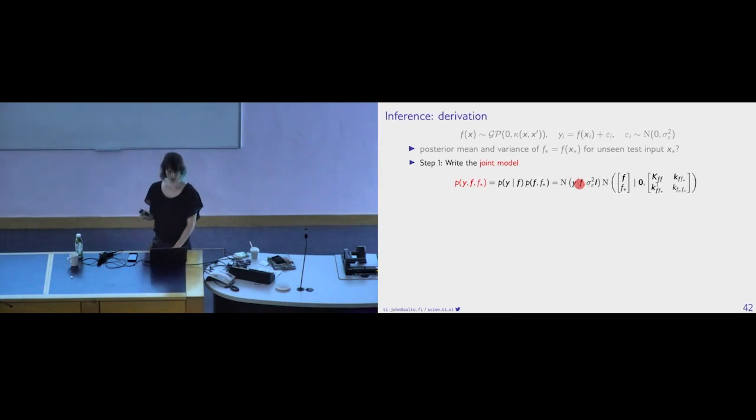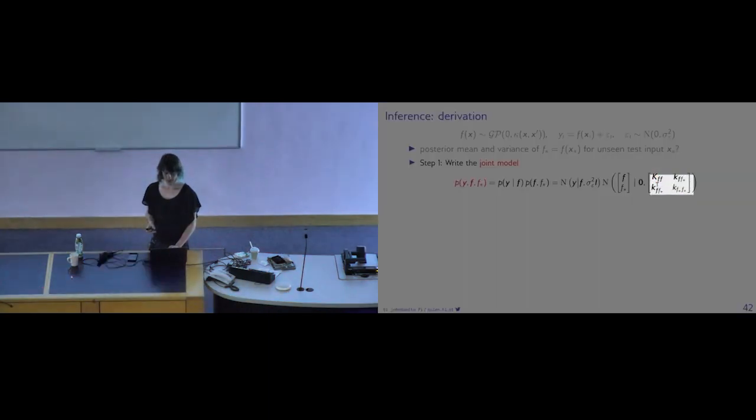So both of those are Gaussians, and then the product of 2 Gaussians is also a multivariate Gaussian distribution. So that's step 1, the joint model. Now here we've assumed 0 mean. I'll skip over that for now. And the important part is this block covariance matrix.